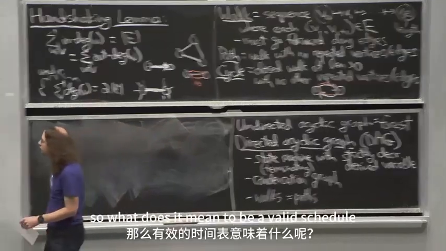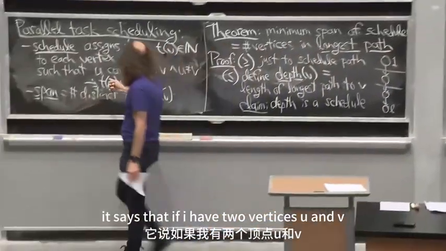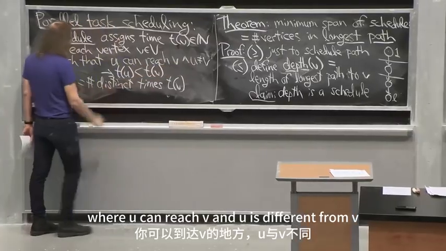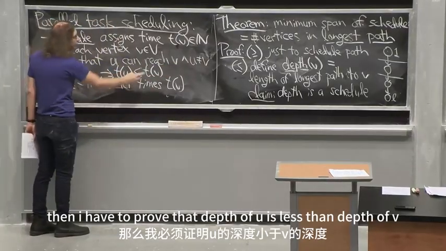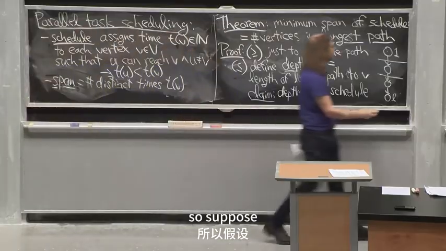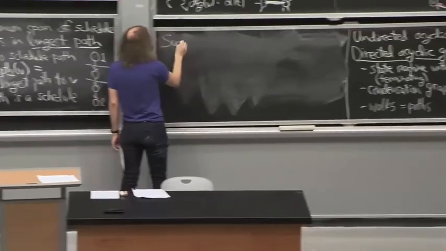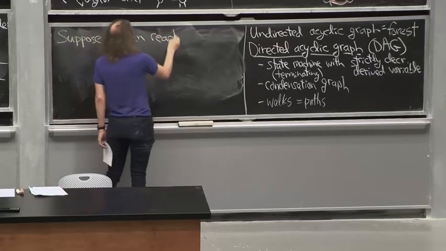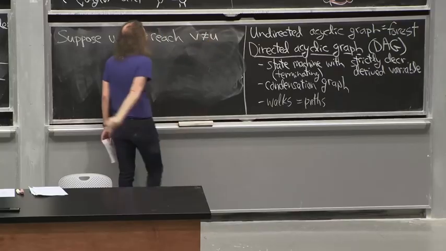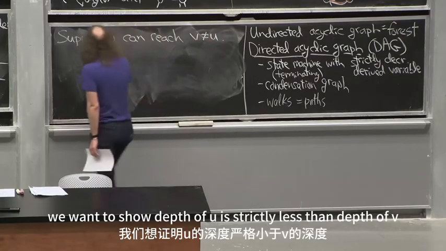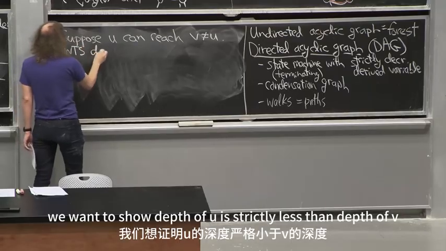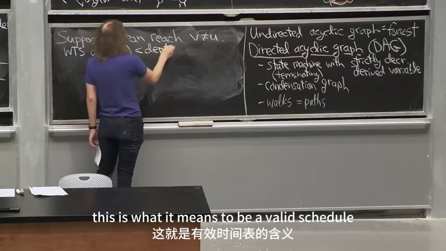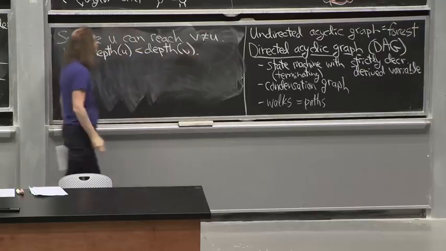OK. So what does it mean to be a valid schedule? It says that if I have two vertices u and v, where u can reach v and u is different from v, then I have to prove that depth of u is less than depth of v. So suppose u can reach v, and suppose v does not equal u. We want to show depth of u is strictly less than depth of v. This is what it means to be a valid schedule.